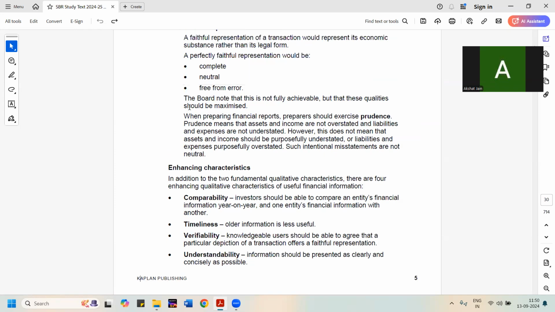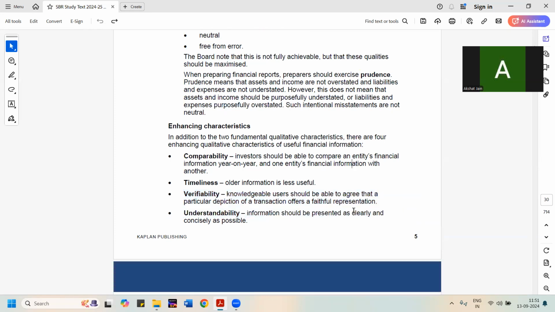That is very important. So, faithful representation has complete, free from error, and neutral, right? Verifiability is in accordance with that. So, if these three are matched, then automatically the information should be verifiable, so that we can be assured that faithful representation is evident here. Understandability: the information should be understandable and as concise as possible. There should not be tons of data. Again, relevance.